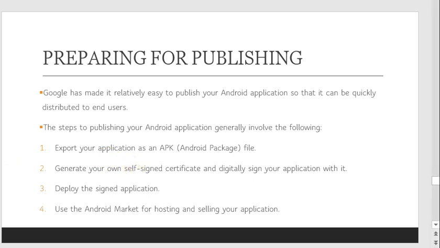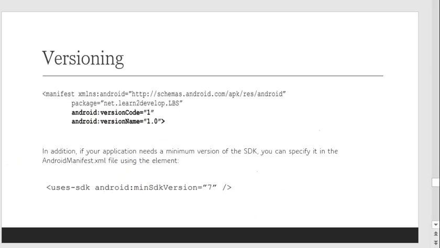We will see all those things here. So the first thing we are seeing is versioning. So what do we mean by version? We know we have different versions of Android also, right? So what do you mean by version?